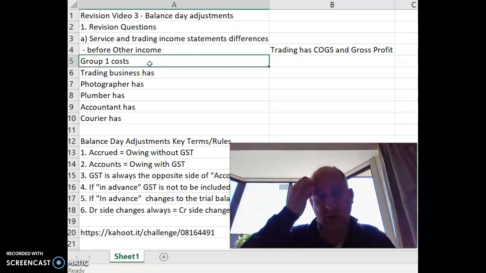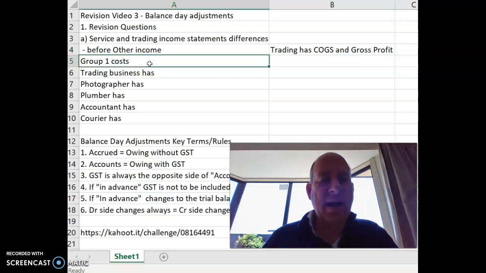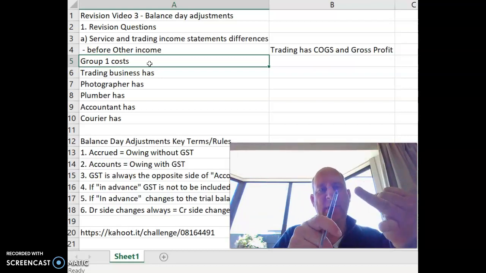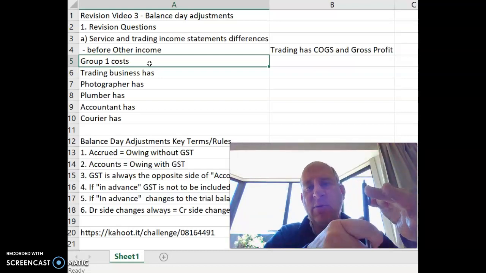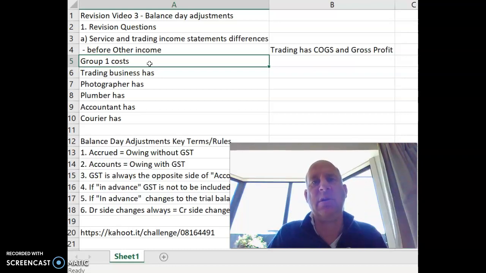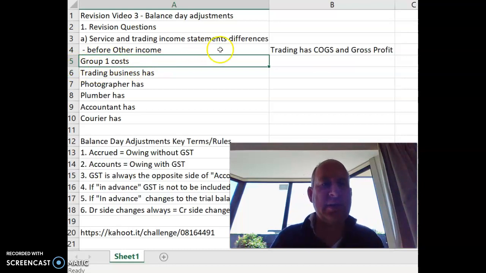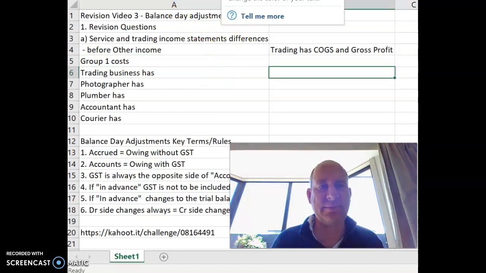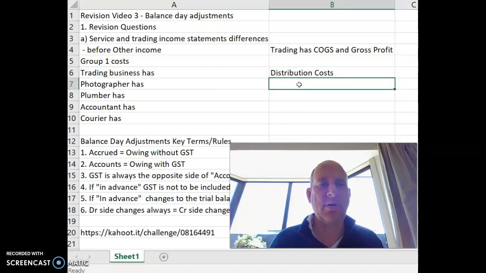After other income, other expenses, we've got Group 1 costs, then we've got administrative expenses, and then we've got financial cost. So I'm after the name of that Group 1 cost. The first one for you is a trading business. What's the Group 1 cost for a trading business? Press pause, shout it out, and check your answer. Did you get that? Alright, so distribution cost for a trading business.